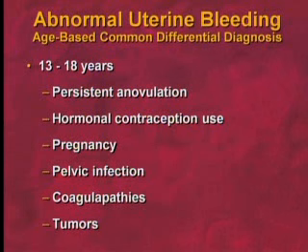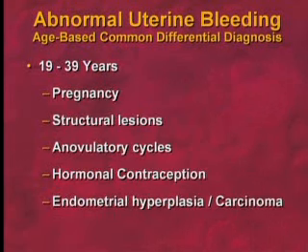As a general rule, we would not refer these patients out for further studies, but it is something we need to pay attention to. The other causes could be hormonal contraceptive use, pregnancy complications, pelvic infection, coagulopathies, and tumors in the 13 to 18 year olds. As we move to the 19 to 39 years, there can be other things like pregnancy, structural lesions, like polyps. It could be anovulatory cycles like what we see with PCOS, the hormonal contraception, or again, endometrial hyperplasia or carcinoma.